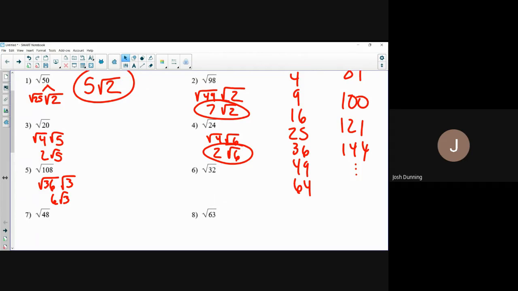On 6, half of 32 is 16. 16 times 2 is 32. Square root of 16, 4. 4 radical 2.